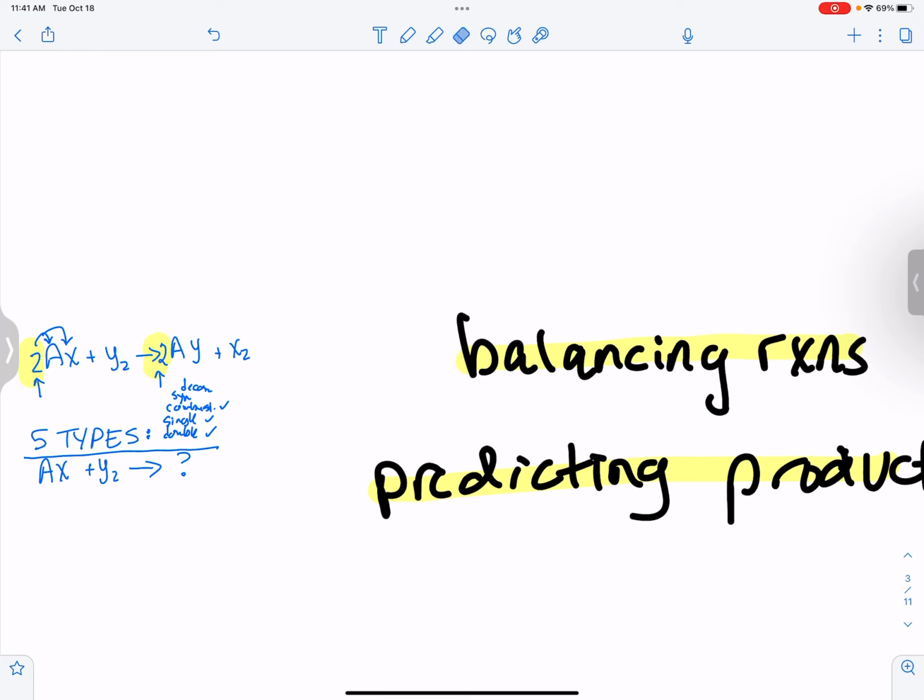So for example, you'll be given 2 reactants, like here, and then you'll be able to predict what the product is. In this case, these 2 are going to swap places. So you'll have like AY plus X, something like that.